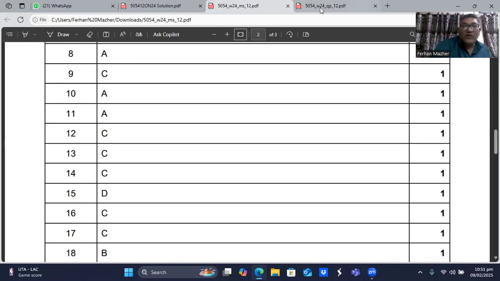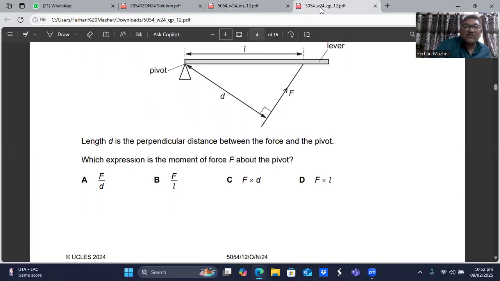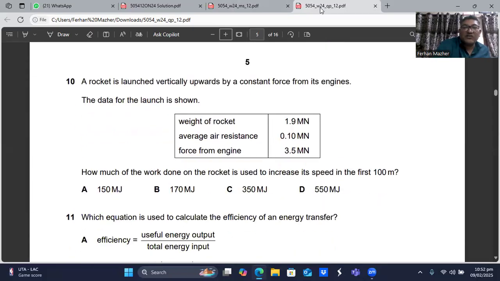Okay, so we are going to the next question. The next question coming up on your screen is question number 10. A rocket is launched vertically upwards by a constant force from its engines. The data for the launch is shown. The weight of the rocket is 1.9 million Newton. Average air resistance is 0.10 million Newton.